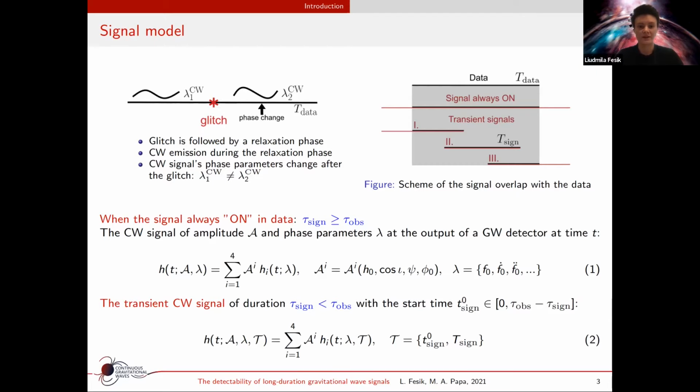The signal model at the output of a ground-based detector can be represented, for the case of one component, as a four-dimensional vector as a function of amplitude parameters of the signal, which include intrinsic amplitude, polarization angles, and initial phase. And the phase parameters: the frequency of the signal and the frequency derivatives. In practice we mostly consider frequency derivatives up to the second order. If a signal is a transient, so it has a finite duration shorter than the observation span and some start time, we just complete the signal model with the time parameters, the start and the duration of the transient signal.